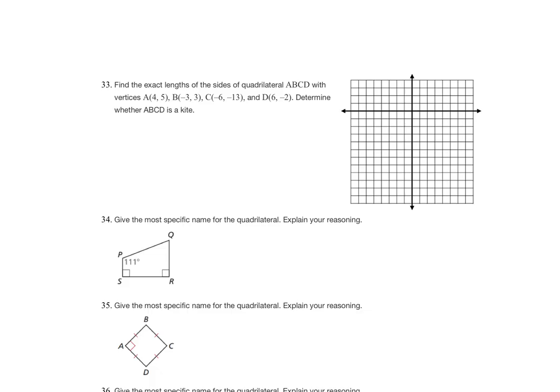Okay, on any of them like this, where it says determine if it's a kite, don't just say yes or no. Tell me why, okay? Yes, it's a kite because this. No, it's not a kite because this. Tell me why you think it's a kite.